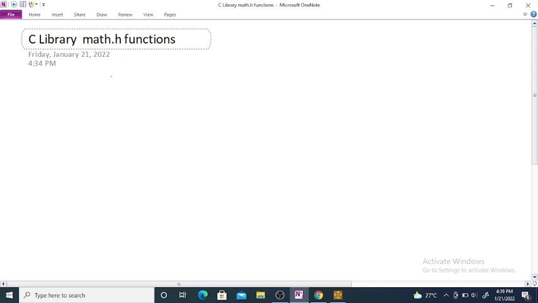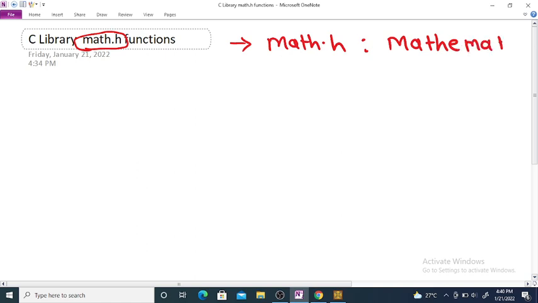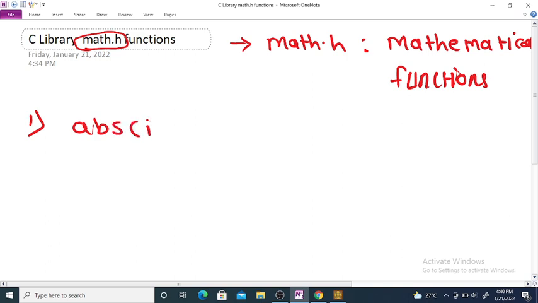In this lecture, we are going to see the C library functions in the library math.h. It includes this header file math.h, which includes some mathematical functions. The first mathematical function is abs of I.